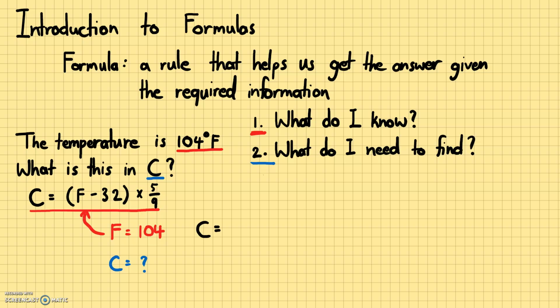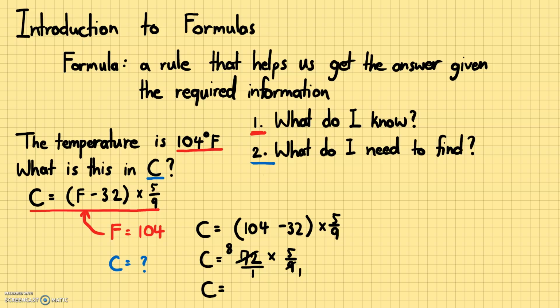You get C equals, in place of F, let's put 104 minus 32 times 5/9. Okay, 104 minus 32 is 72 times 5/9. Again, you can put this as an improper fraction so that you can multiply with this fraction. 9 becomes 1, 72 becomes 8. So C is 8 times 5, which is 40. Okay, and this would be our answer.